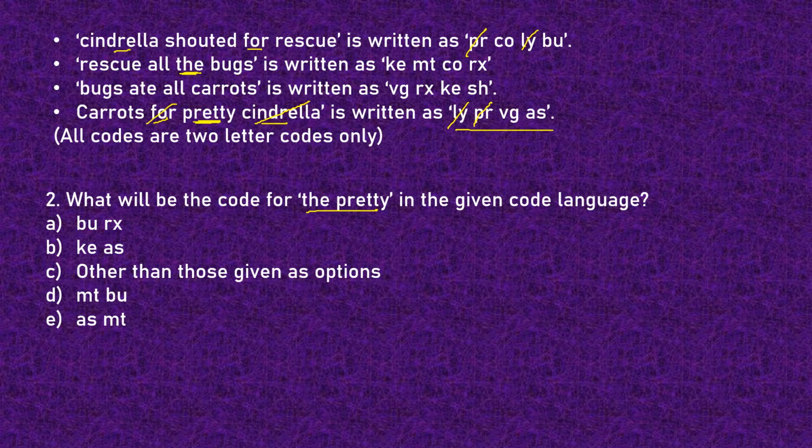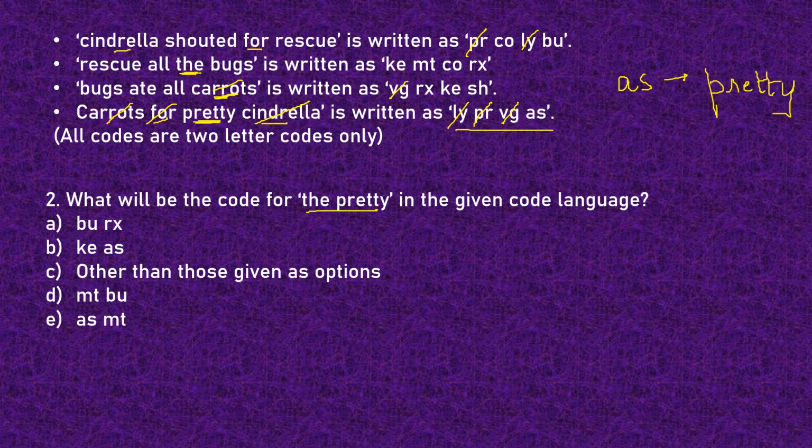Now we are left with just two words, carrots and pretty, and two codes here, VG and AS. Now carrots is also present in the third statement here, right? So in order to cancel out carrots, we need to find the common code. So I can see VG is present here as well as here, so VG also cancels out. Now we are left with pretty and AS. That means the code AS is for pretty.